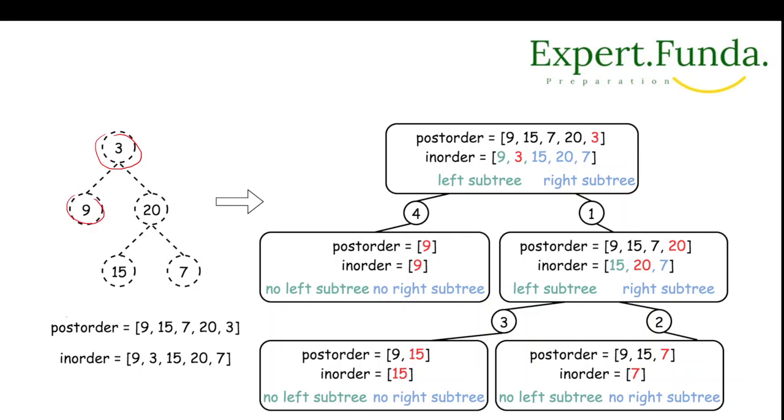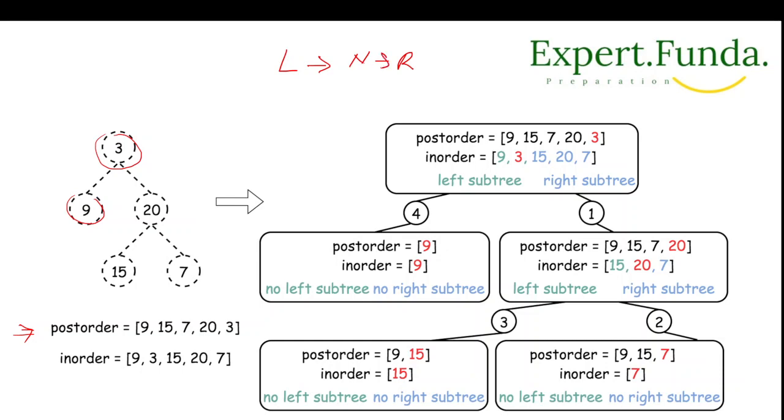So this is the in-order and post-order we have been given. The post-order is given here: 9, 15, 7, 20 and 3, and the in-order is given as 9, 3, 15, 20 and 7. So what we will do first, from the pre-order and the given in-order, if we talk about the left subtree: in the in-order we start from left, then node, and then right.